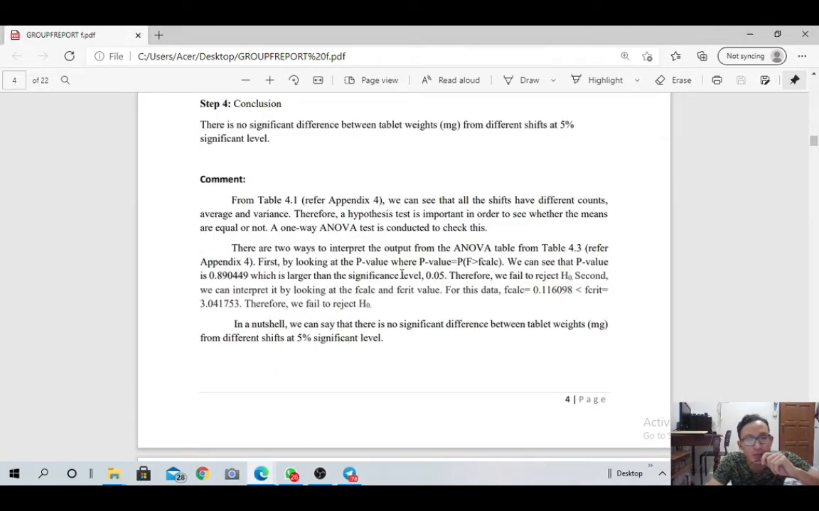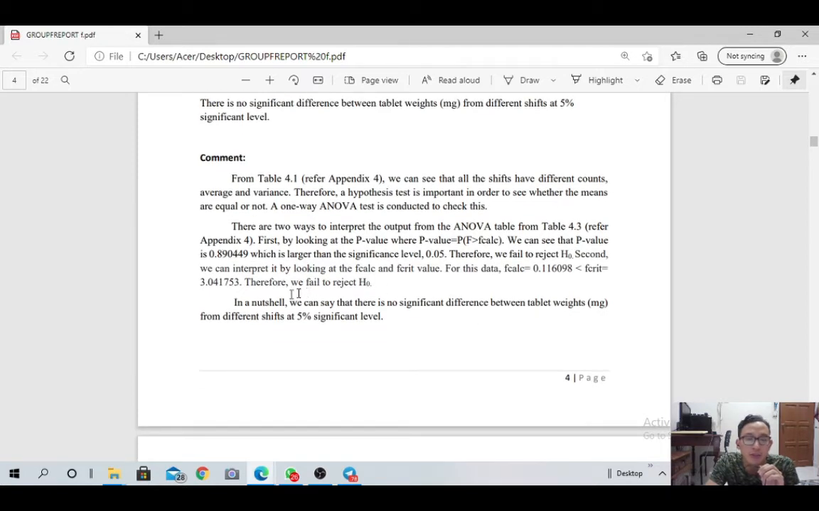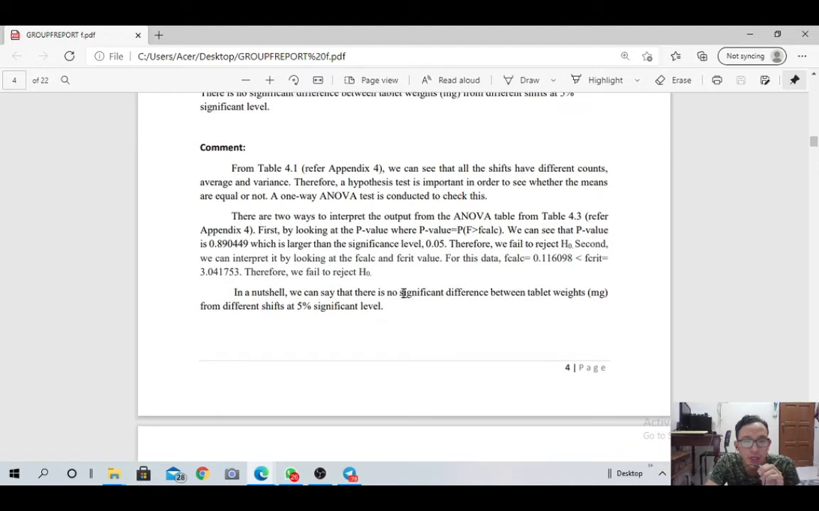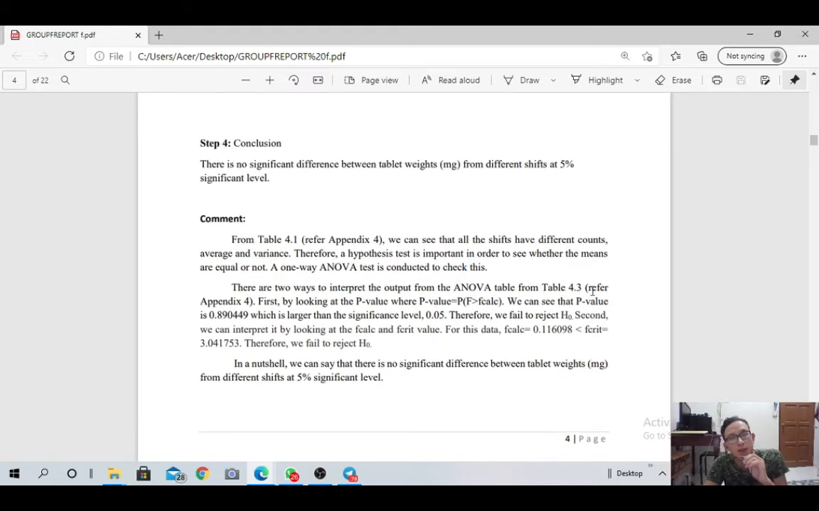And the other one is, as we do above, we have to see the p-value, and we have to compare with the F crit. If it's less than F crit, therefore we have to reject the H0. So in a nutshell, we can say there is a significant difference between tablet weight from different shift at 5% significance level. Okay, thank you.